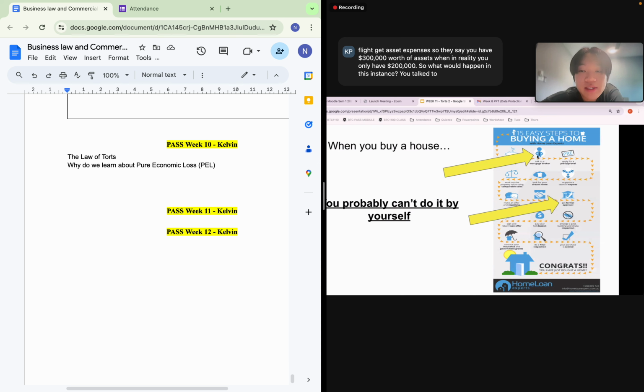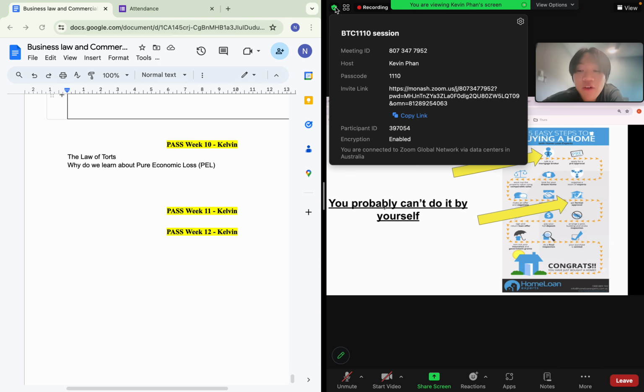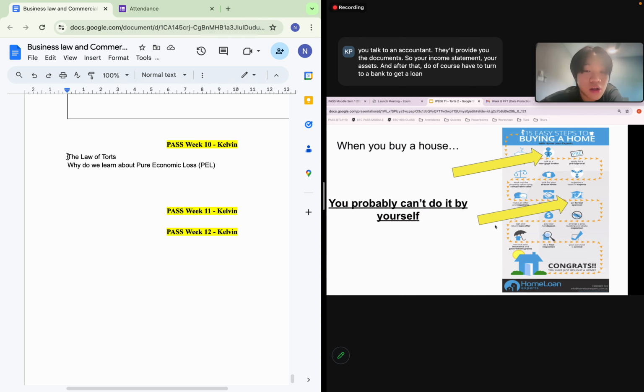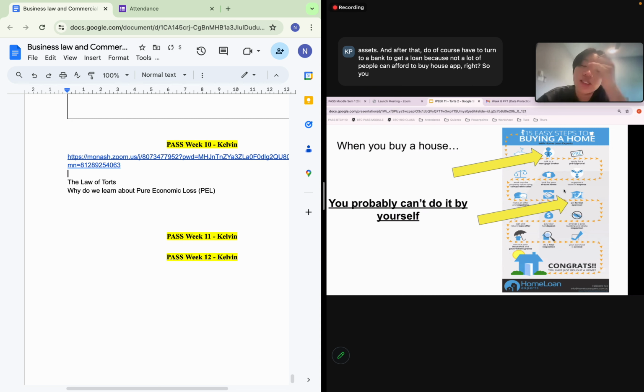You'll talk to an accountant. So here, instead of talking to a mortgage broker, you'll talk to an accountant. They'll provide you the documents, your income statement, your assets, and after that, you'll of course have to turn to a bank to get a loan, because not a lot of people can afford to buy a house outright. So you have to talk to a bank to determine how long your loan is, how much it's going to be, what your repayments are, that type of stuff. So that's the process that would generally happen.